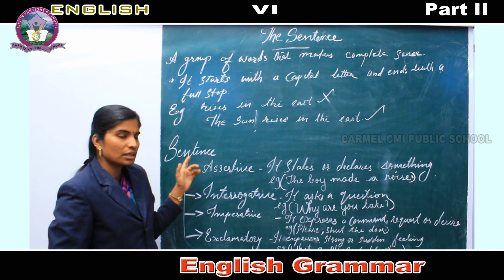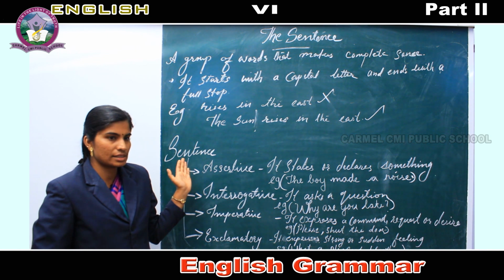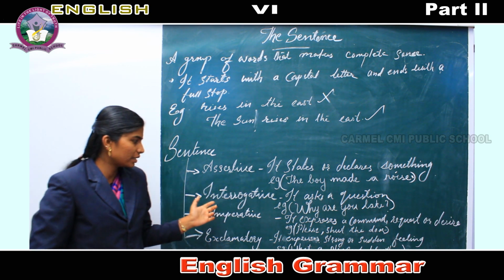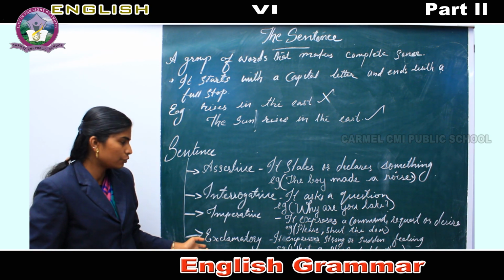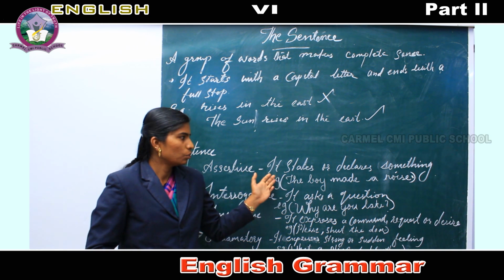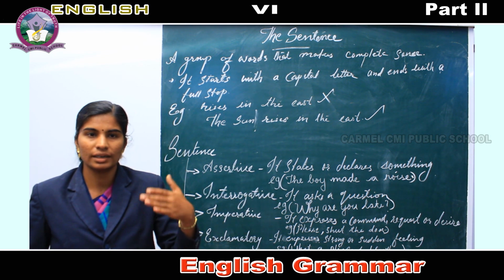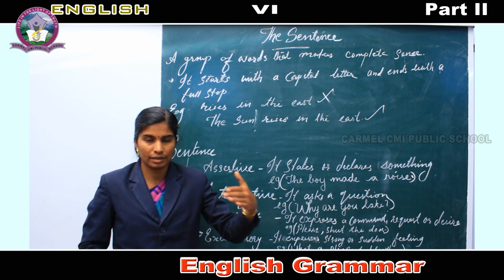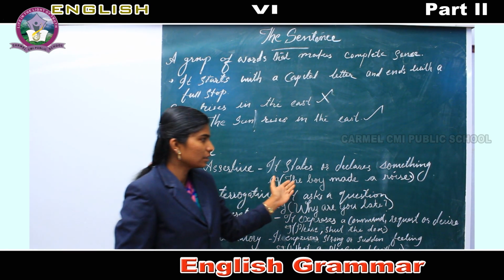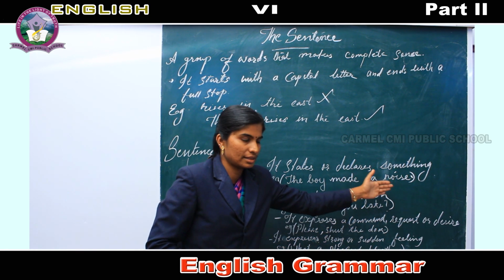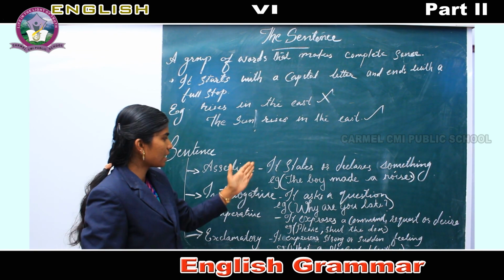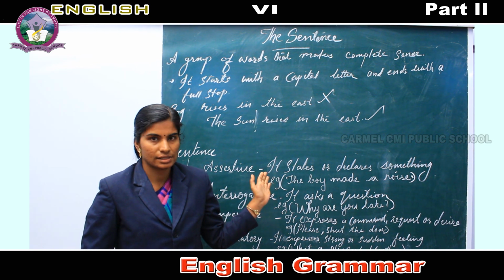Now let me move on to the kinds of sentences. We are dividing them into 4 kinds. First one assertive, second one interrogative, third one imperative and fourth one exclamatory. Assertive sentence, which means it states something or declares something. A statement-like message is conveyed, that is called an assertive sentence. For example, the boy made a noise. That means a statement or some message is simply conveyed to us. Such types of sentences are called assertive sentences.